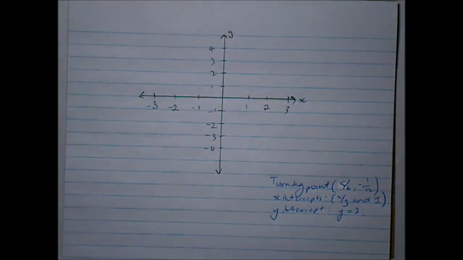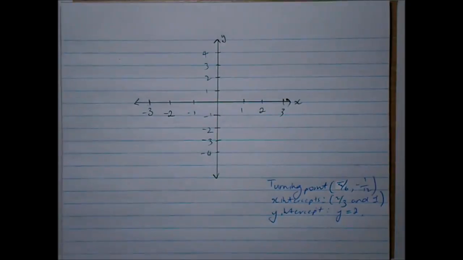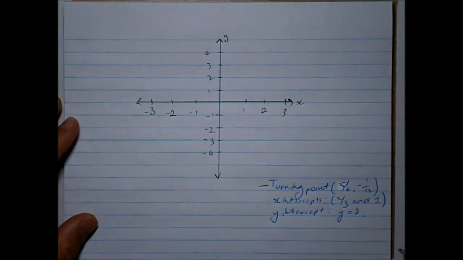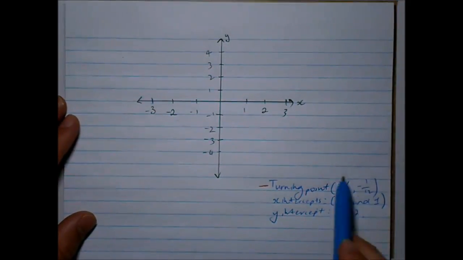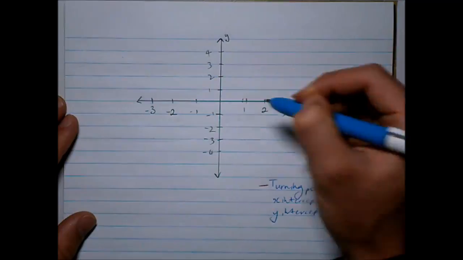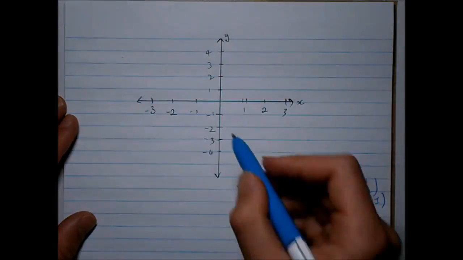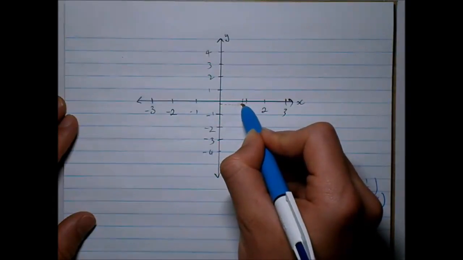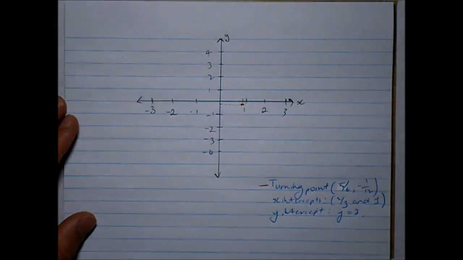Okay, let's do it. The first information we want to put on our graph is the turning point. It gives us a basis to work from. So our turning point is at this coordinate here. We want to go 5 on 6 along the x-axis, which is about here, and then down 1 on 12 units, which is about here. So if we put that across, they line up there.